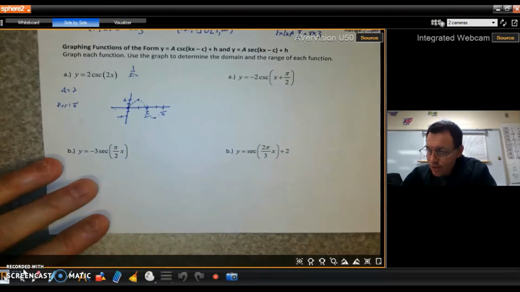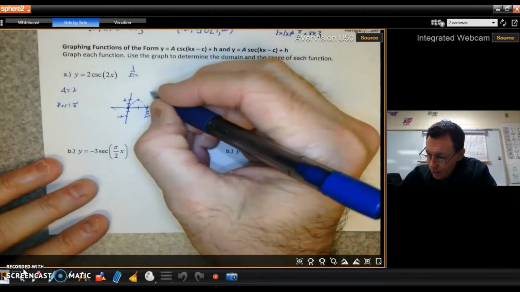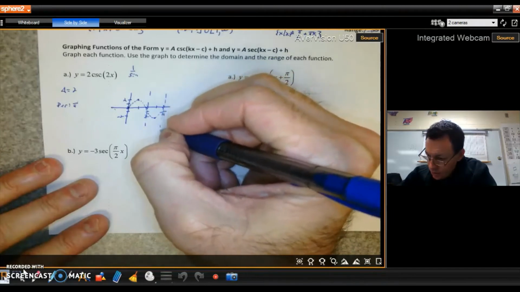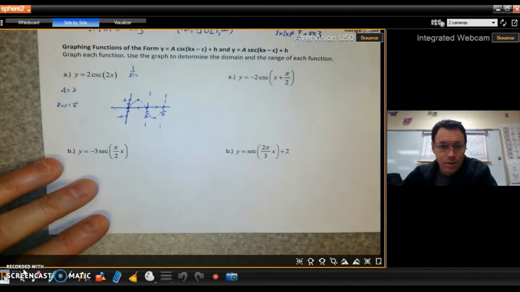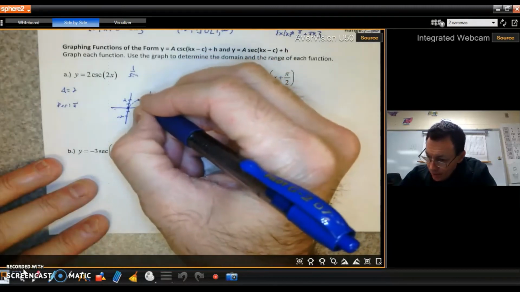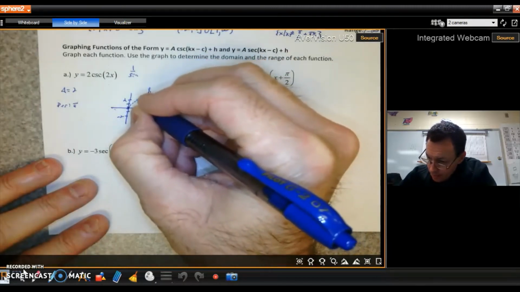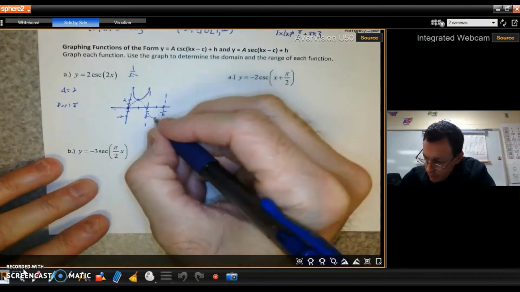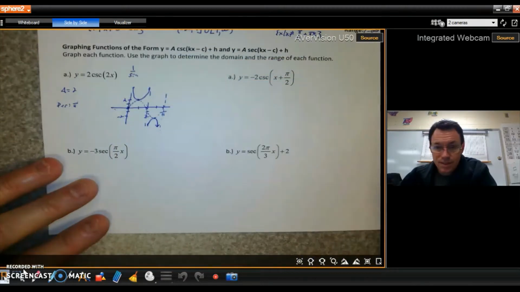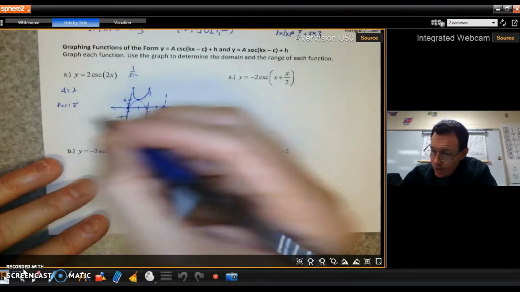Every place I have an x-intercept, I'm going to have a vertical asymptote. So there's a vertical asymptote here, there's a vertical asymptote here. The y-axis is also a vertical asymptote. And then my graph is going to curve up and up and down and down. That's it. Okay, so that's your graph. We're supposed to find the domain and range.